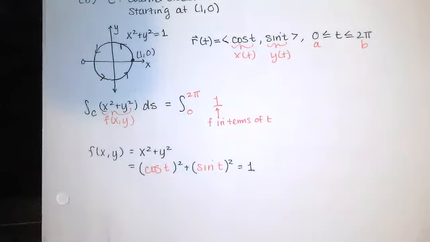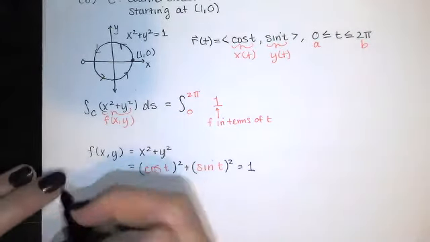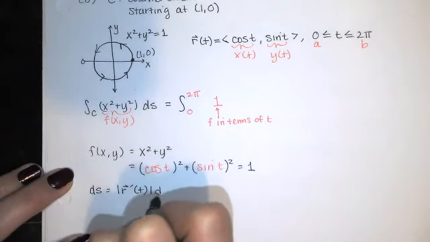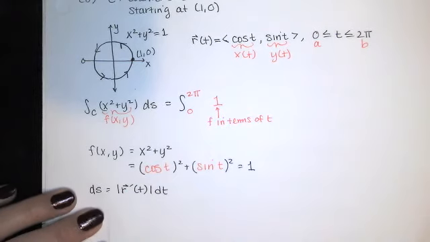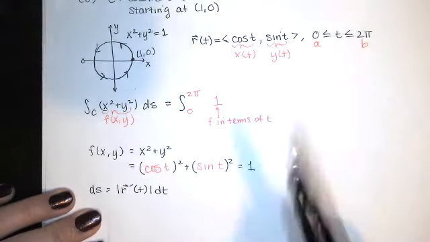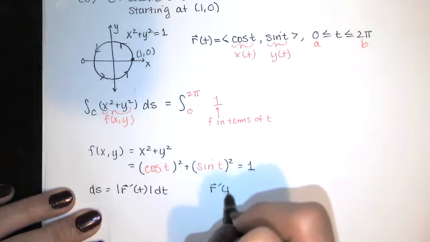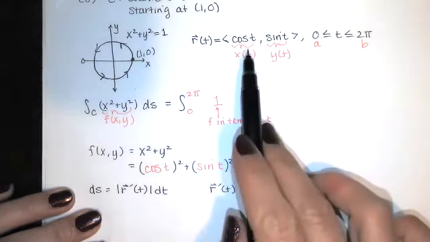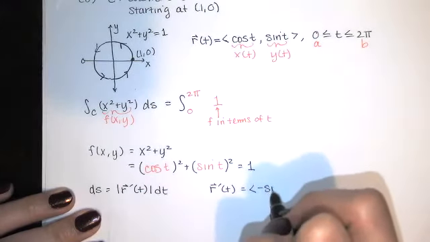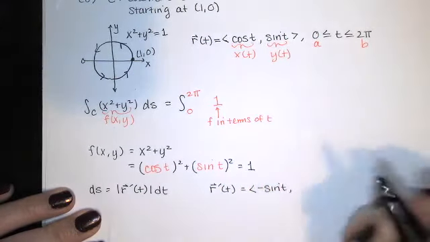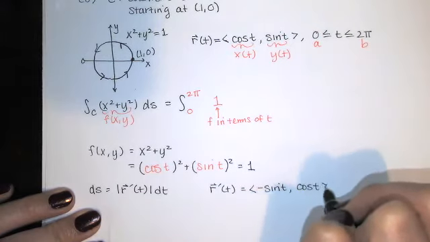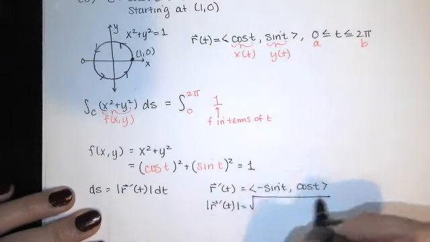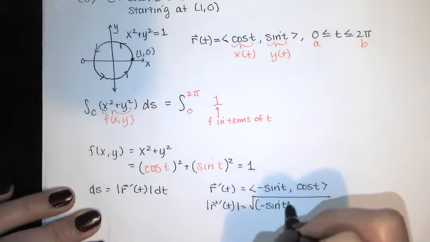Okay, now you also need a ds. Now remember, ds is the magnitude of r prime times dt. Here is r. To find r prime, we take the derivative component by component. The derivative of cosine of t is negative sine of t. The derivative of sine of t is cosine of t. And then if we want the magnitude of that, we take the components, we square them and add them and take the square root.